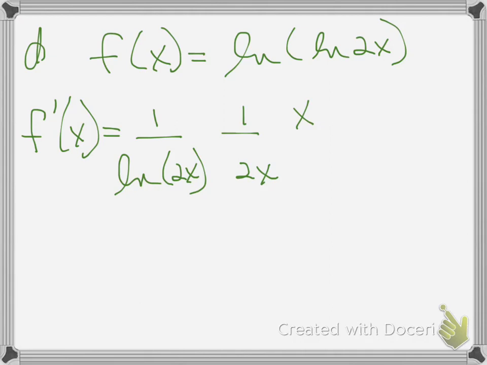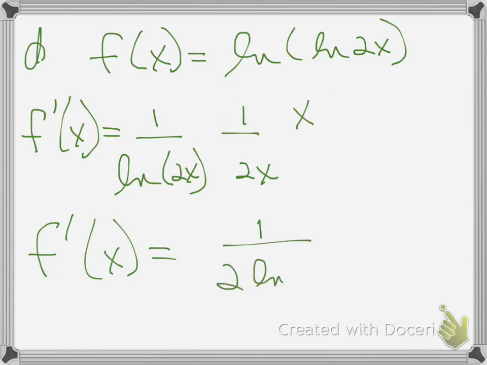So the x's cancel, so it looks like your final answer is just 1 over 2 natural log of 2x. Remember to bring that 2 in front and don't multiply it by the 2x. Okay, so that's D. Let's go on to E.